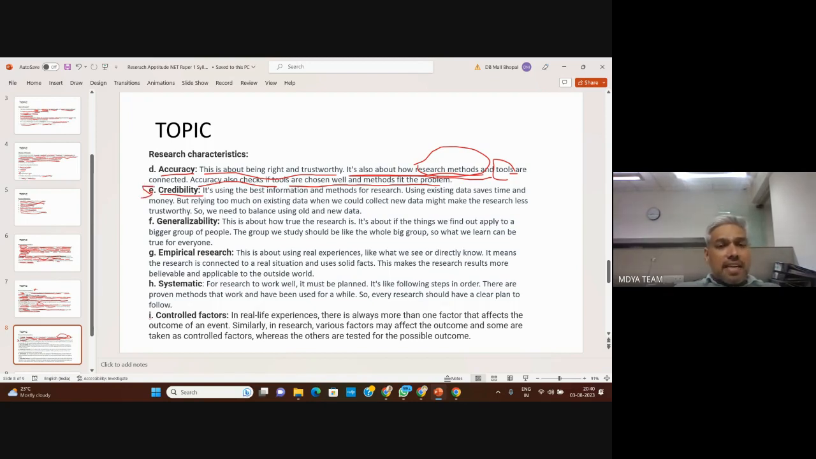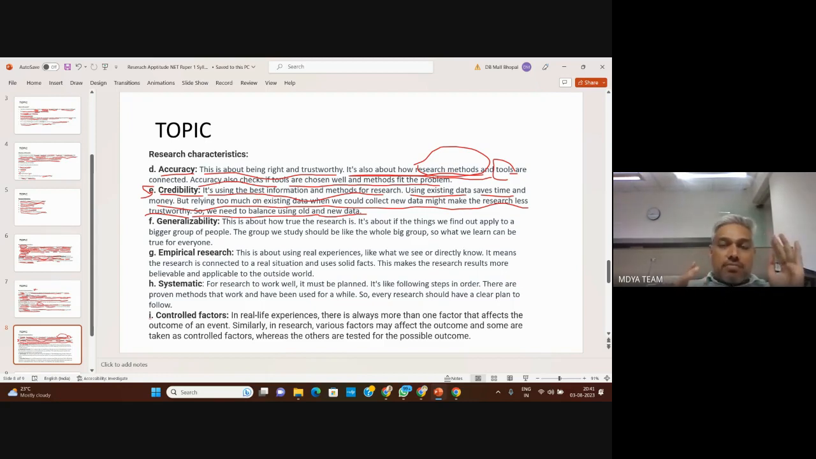Fifth characteristic is credibility. It's using the best information and methods for research. Using existing data saves time and money, but relying too much on existing data when we could collect new data might make the research less trustworthy. So we need to balance using old and new data. This is what credibility means: to use the best information and methods for research.